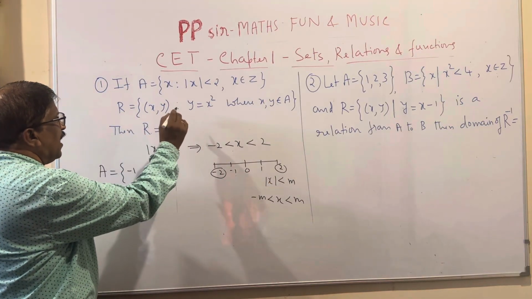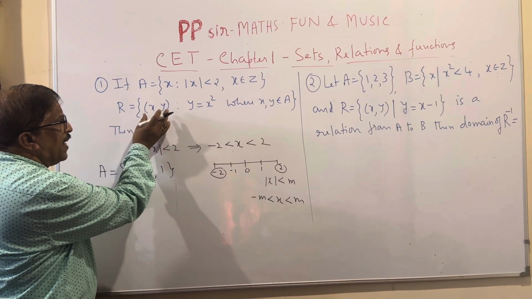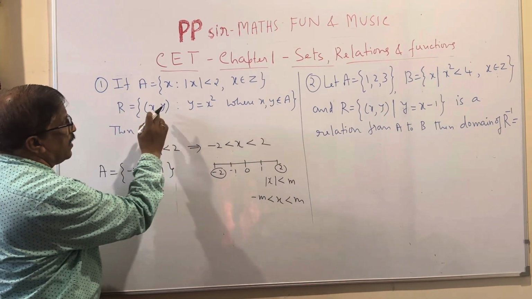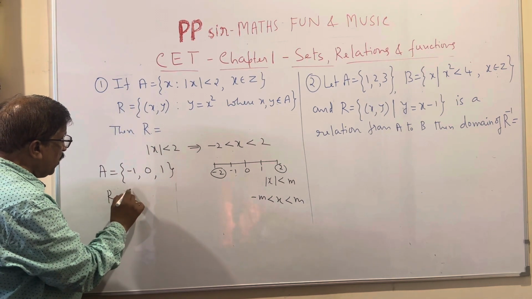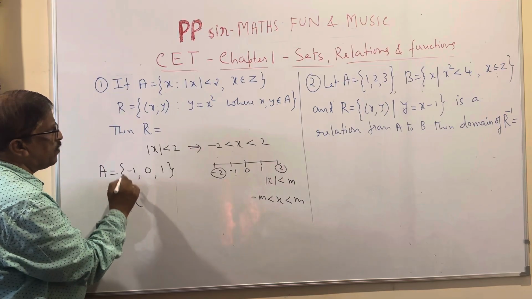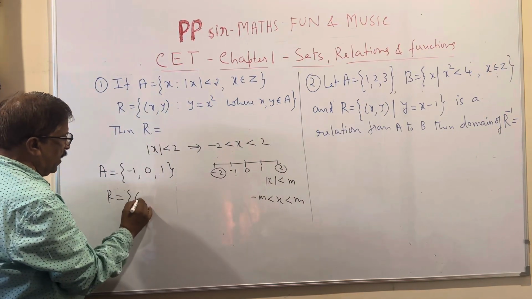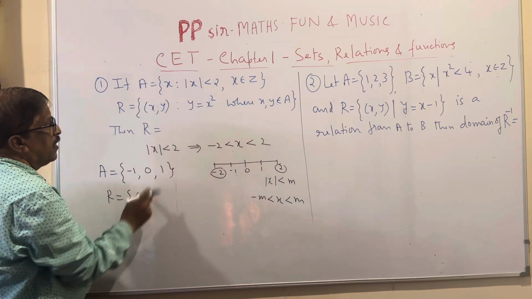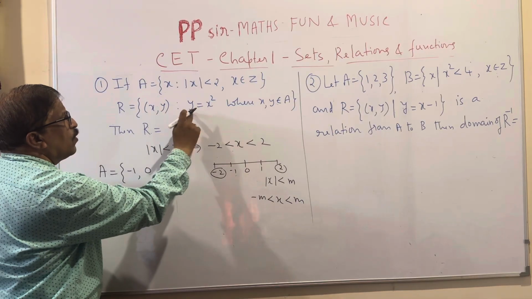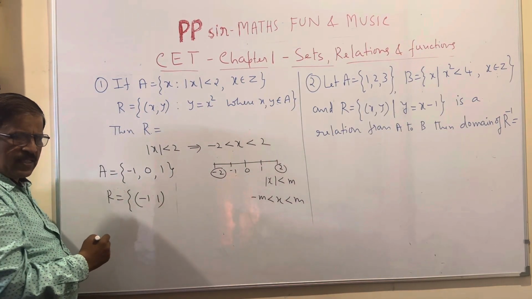Now R is a relation. R is the set of all ordered pairs (x, y) so that y is equal to x square. The second element is the square of the first element. I have to take x and y from A only. If I take x is equal to minus 1, then what should be the value of y? Y is equal to x square, means minus 1 square. Minus 1 square is plus 1, correct?